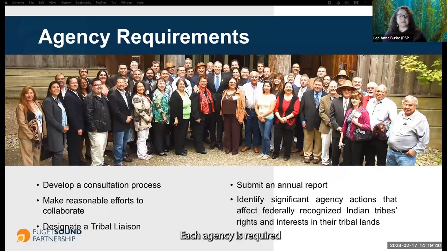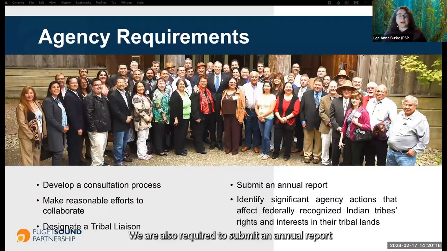Each agency is required to designate a tribal liaison who reports directly to the head of that agency and ensures that tribal liaisons and the executive directors of each state agency receive government-to-government training. Depending on the size of the agency, there may be a team of up to six staff dedicated to this work, for example, our Washington State Department of Transportation, or in the case of much smaller agencies, the liaison duties may be assigned to somebody who might have additional primary duties.